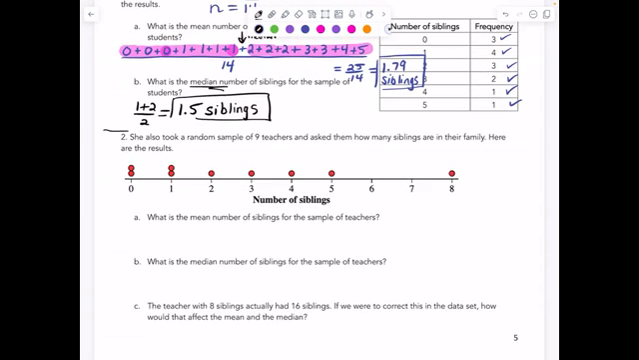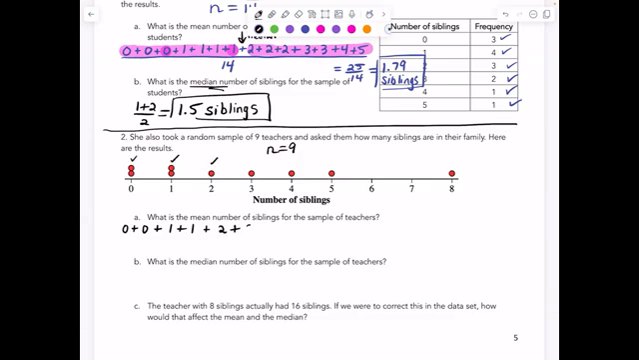So now we're going to look at the teacher sampling. So in this case, we have 9. You should have 9 total dots. This is displayed in a dot plot. So let's see the mean number of siblings. So I'm going to add, but I'm going to take the information right from the dot plot. I have 2 teachers that have 0 siblings. I have 2 teachers that each have 1 sibling. I have 1 teacher that has 2, so I did these.